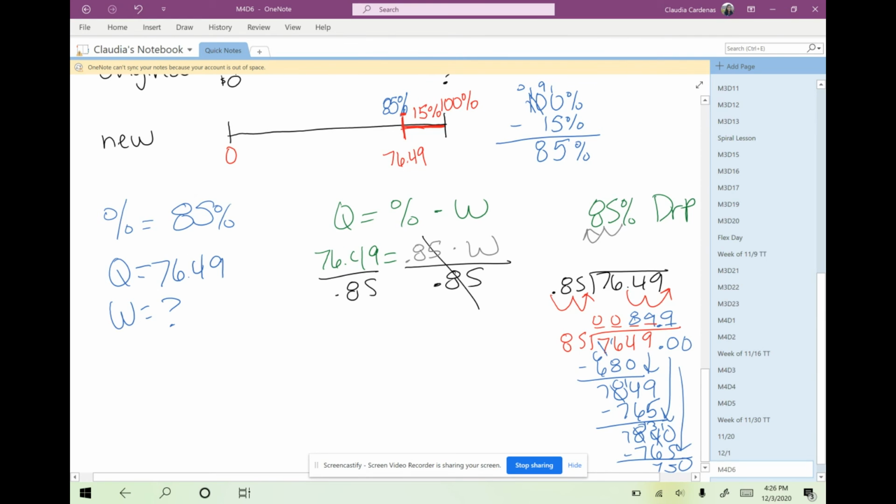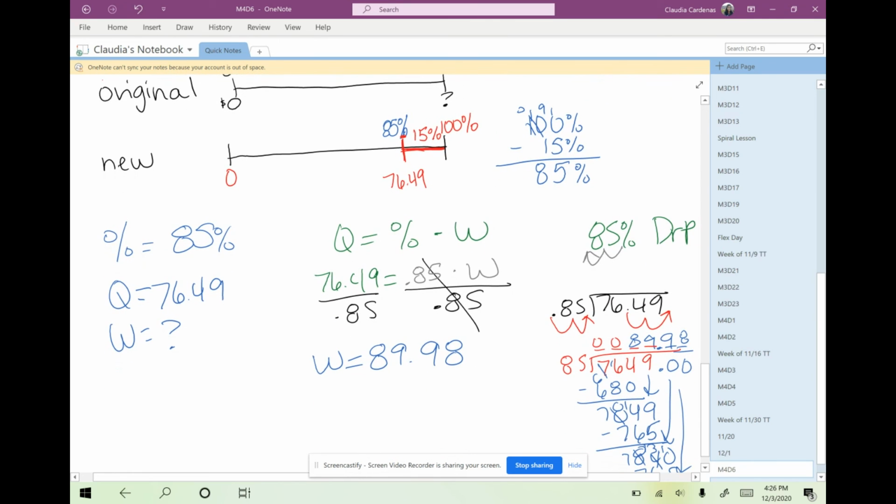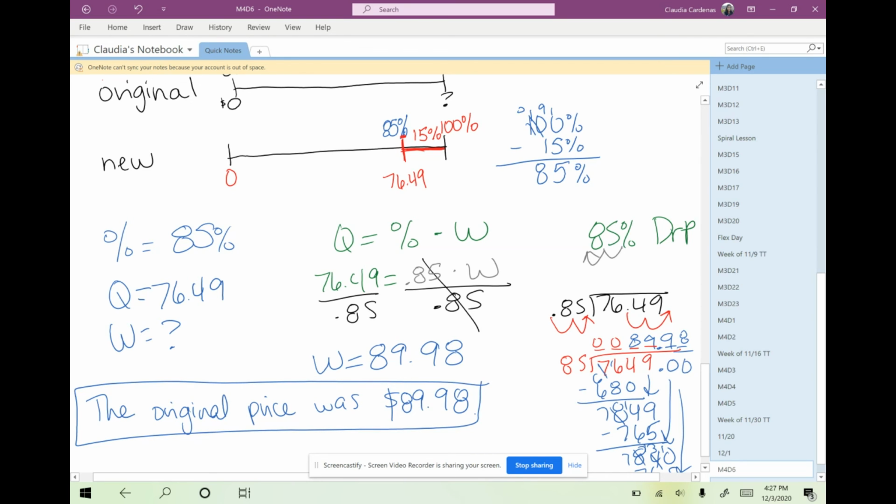And 750 divided by 85 is 8 times. So we're going to stop there. So our whole amount is 89.98. So if we look back at our question, what is the question actually asking us to find? What was the original price of the tent in dollars? So the original price was $89.98.